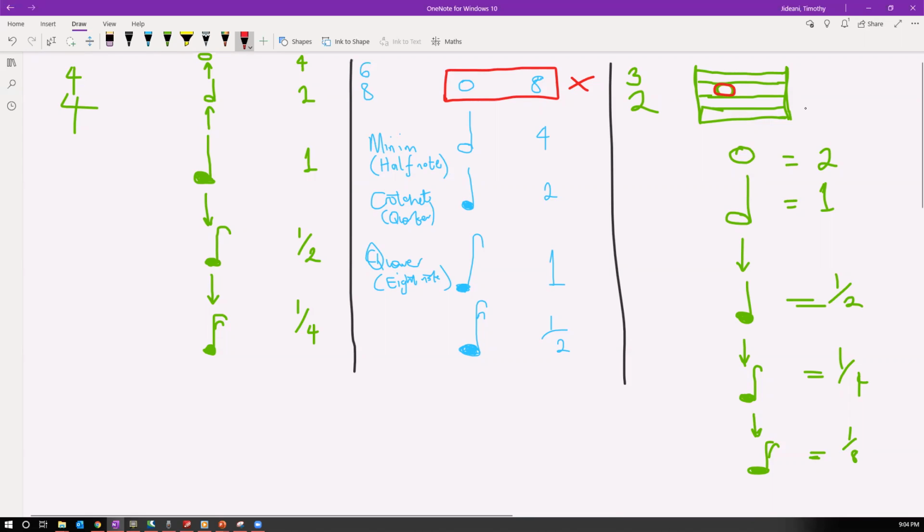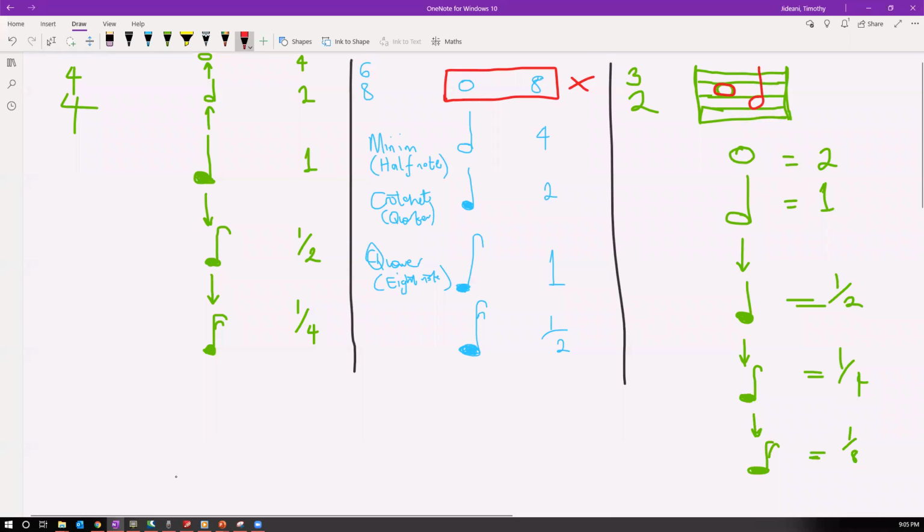Chris, what notes do we need to add to complete this measure if we are dealing with a 3-2 time signature? Minim. Minim, thank you very much. So say our minim is going to be somewhere there. Okay, so we've done this before at the beginning, and I believe we're all aware and we know this. So that's where these things come in.